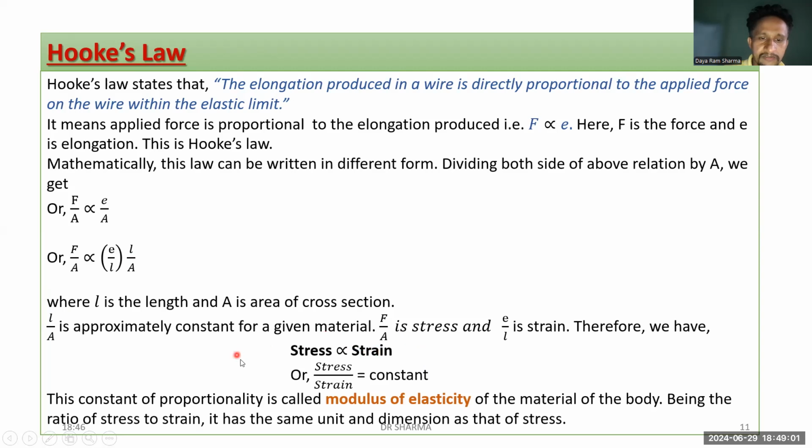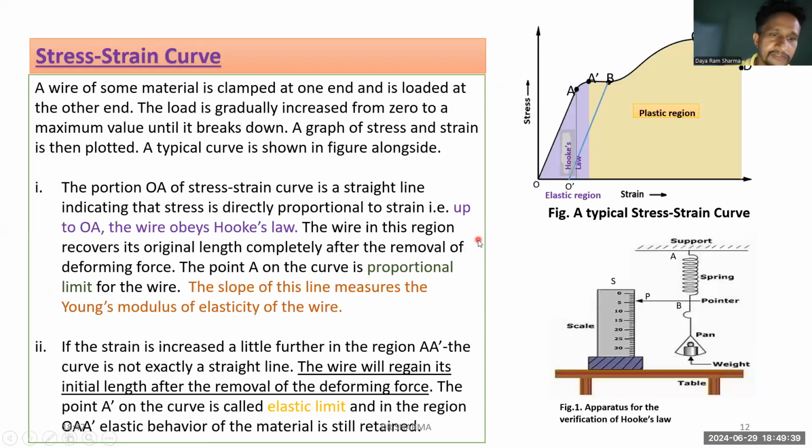And this form of statement of Hooke's law gives a definition of an important quantity, the modulus of elasticity, as the ratio of stress to strain. Modulus of elasticity has the same unit and dimension as stress because strain is unitless and dimensionless. Depending on the type of stress and strain, moduli of elasticity are of different types, which we will discuss in the next class.